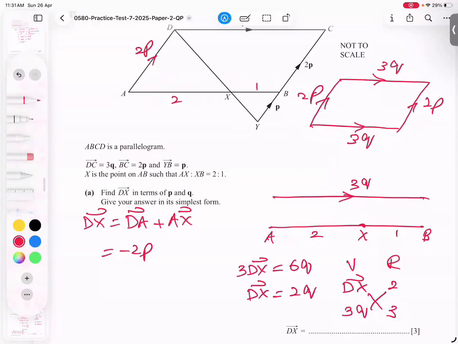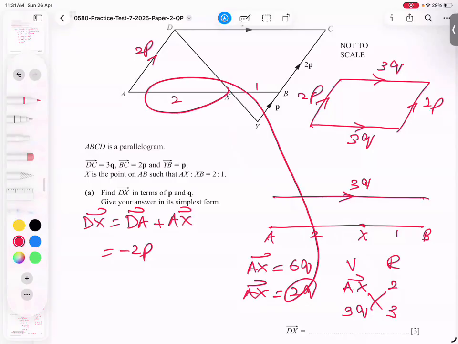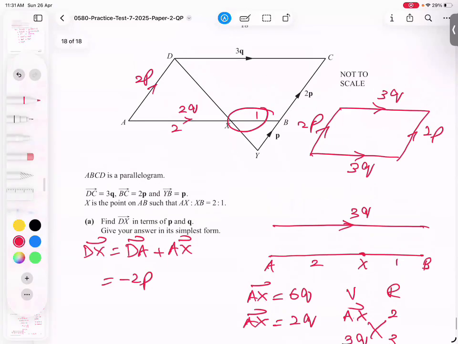This is very clear. Sorry, it is not DX, it's AX. This is AX, because we are talking about this one. So AX is basically equal to 2q. So I'm writing here 2q on top, and this is naturally a single q. How come? Because the full is 3q, and out of 3q, 2 are gone, so we got a q.